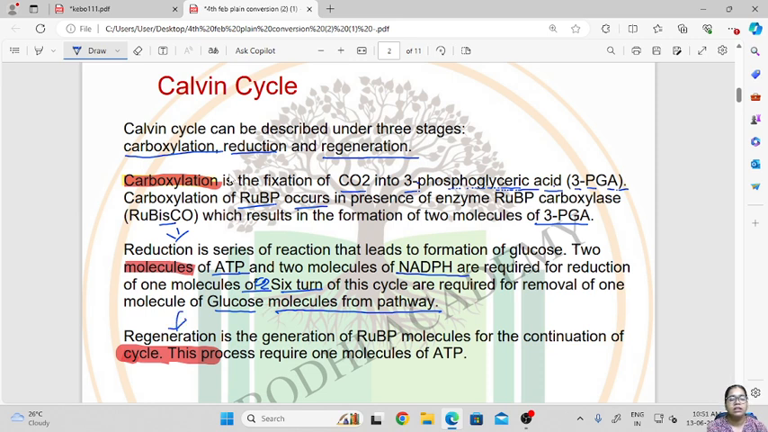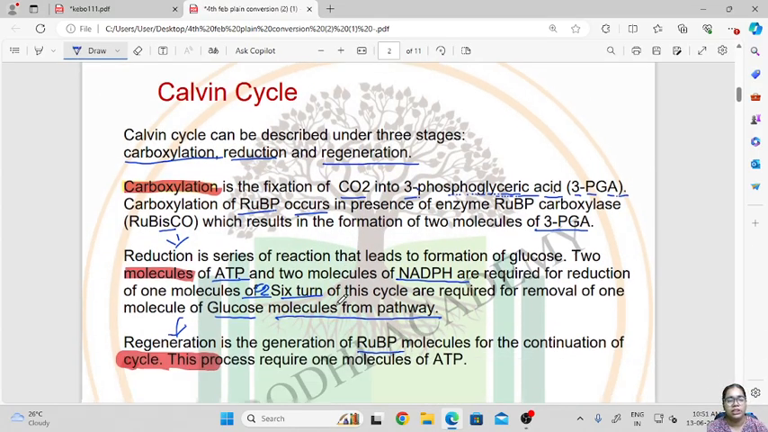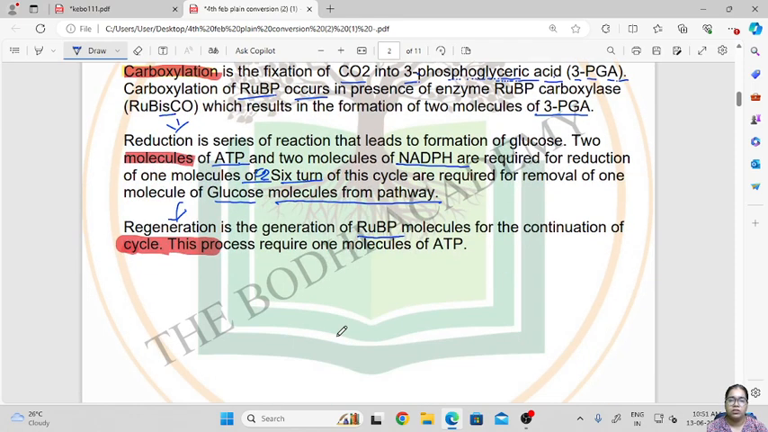So regeneration is the generation of RuBP molecules for the continuation of the cycle. So in the regeneration phase what you get is the RuBP molecule for the continuation of the cycle, so that the cyclic process continues, and this process requires one molecule of ATP. So this is how the Calvin cycle takes place, through carboxylation, that is the first step, then it undergoes reduction and then the regeneration for continuation of the cycle.